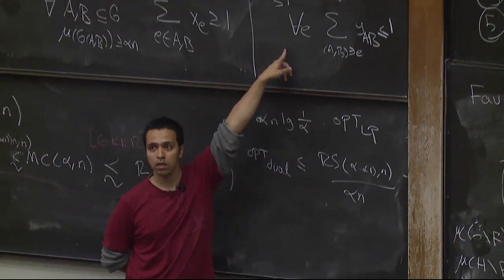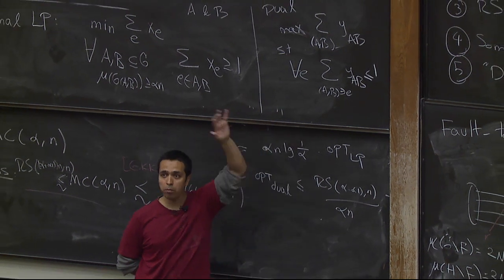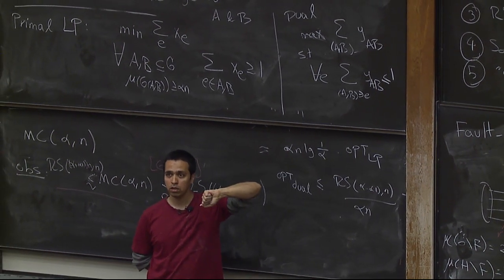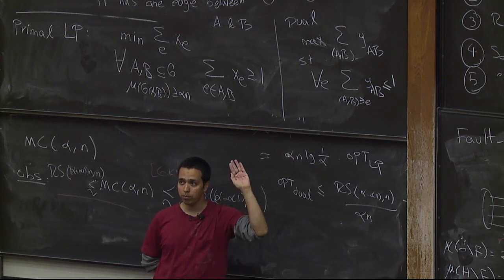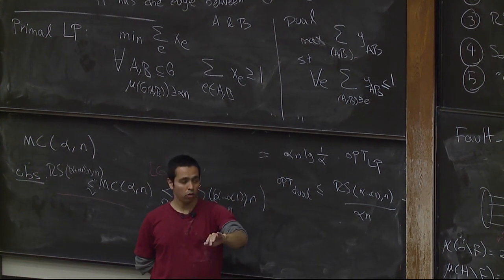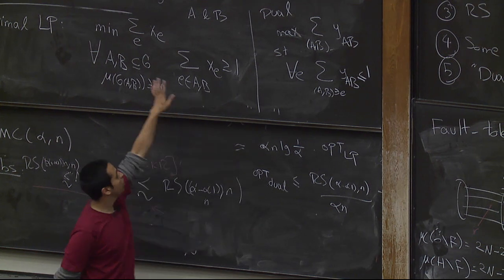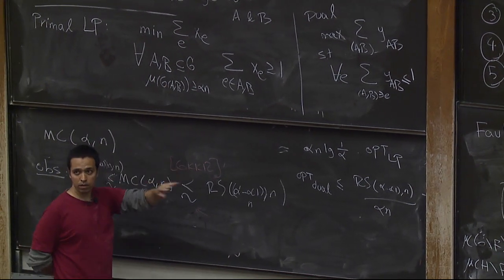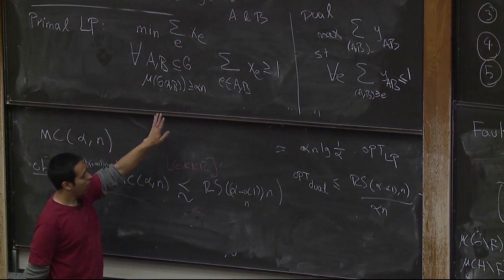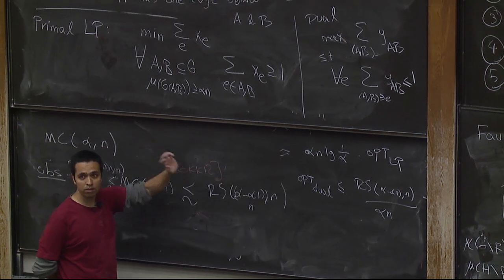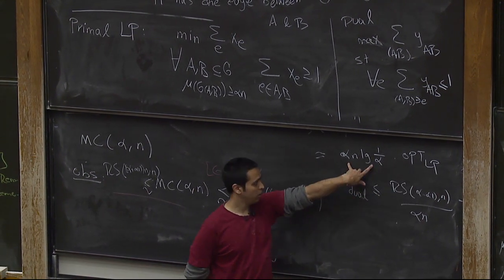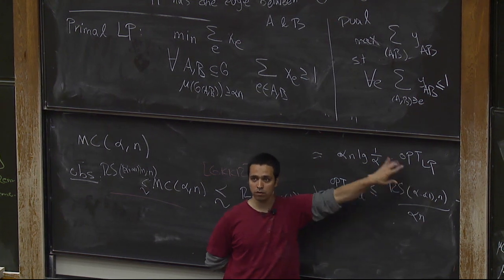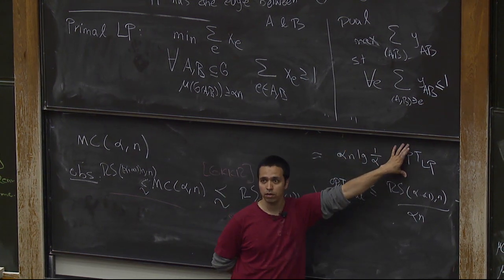The LP, the dual, is the number of matchings you pick. Okay? Like maximum, you are picking number of matchings. So on this side, the number of edges that I have is alpha n times opt of LP, the integrality gap times opt of LP. So these are the number of edges in my matching cover.